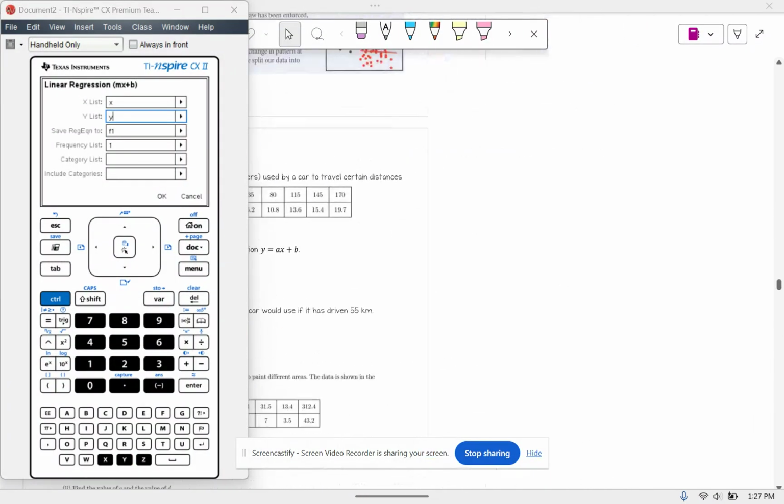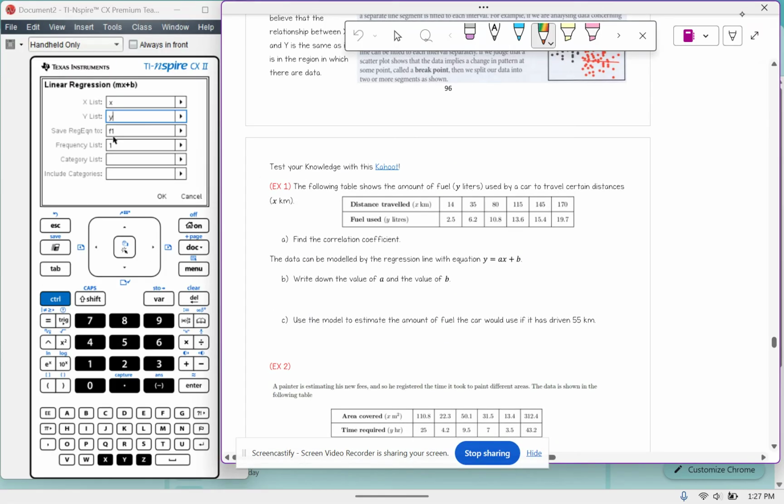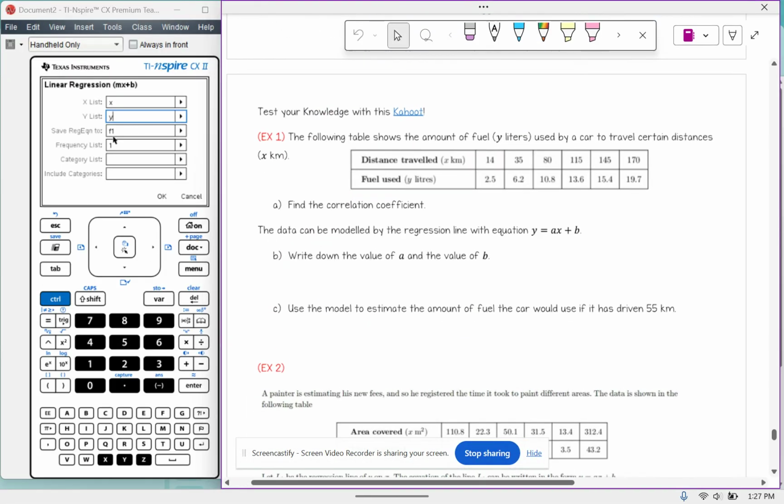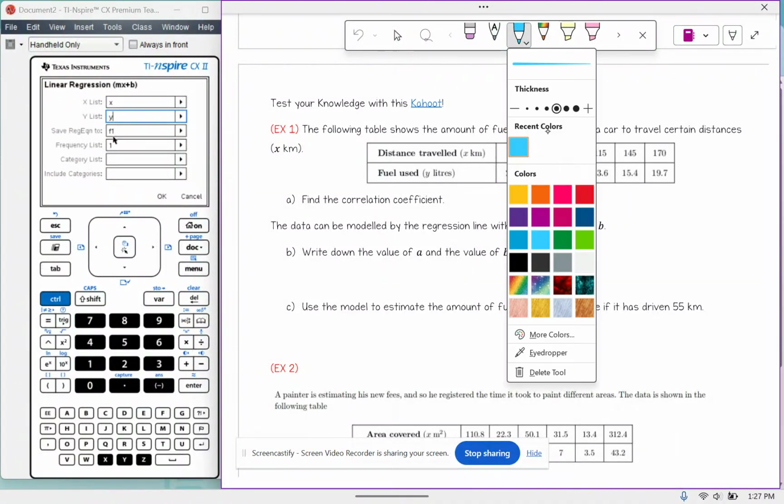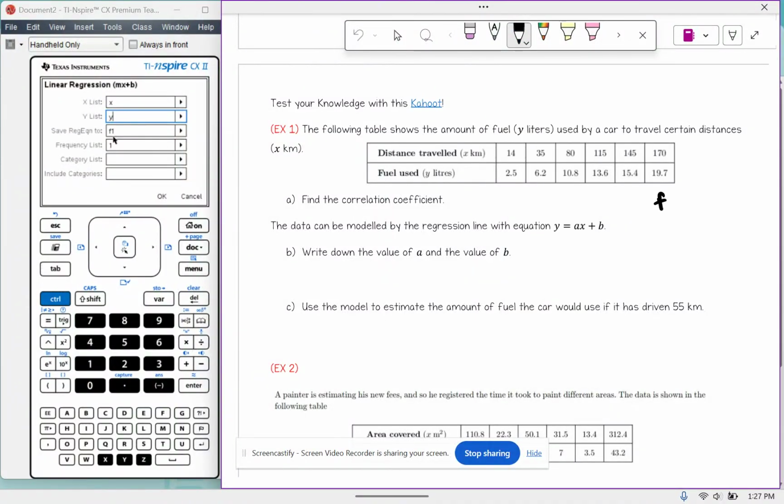F1 is the regression equation. Okay, all right, so saved it.